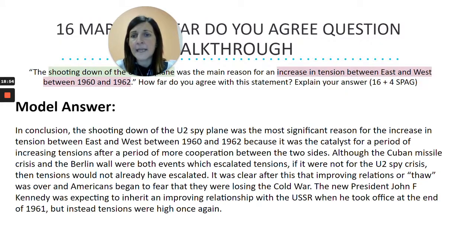So the new President Kennedy was expecting to inherit an improving relationship with the USSR when he took office at the end of 1961, but instead tensions were very high once again. And that concludes the exam walkthroughs for the conflict and tension topic.